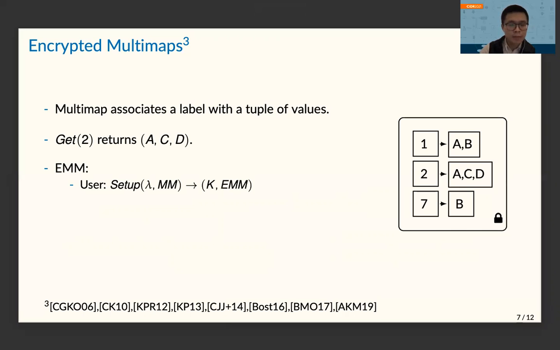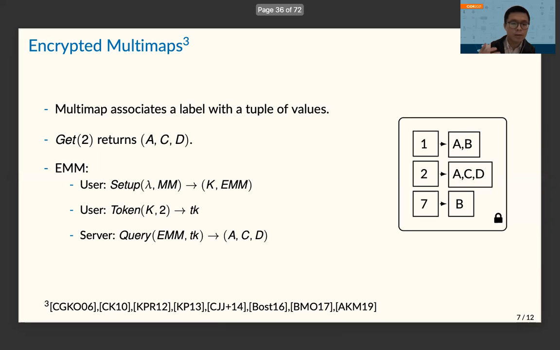Encrypted multimaps have a lot of different constructions, but all of them assume the same form. The user uses a setup algorithm to encrypt a multimap and uses a token algorithm to compute a token based on a query, a label. The server then, upon receiving the token, will carry out the computation directly on the encrypted multimap to extract the result.